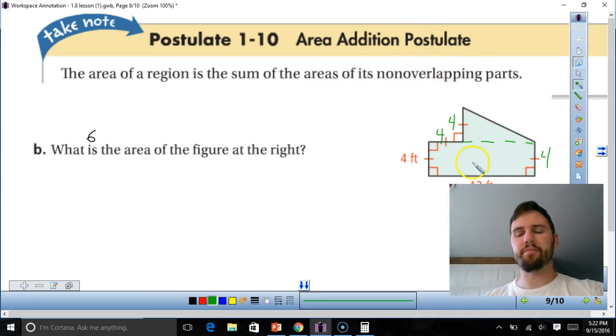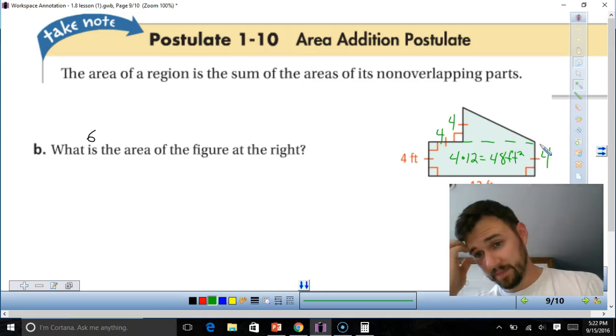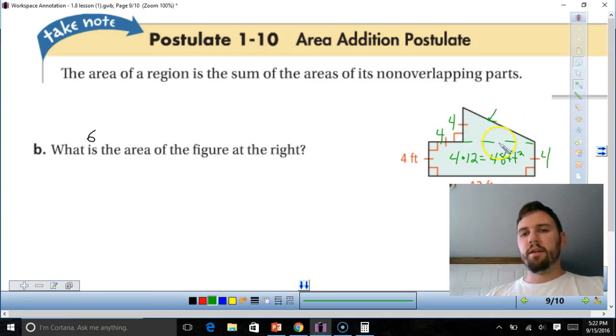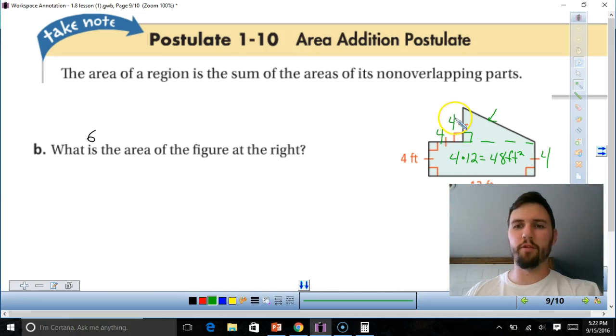Get that out eventually. So let's find the area of the rectangle. Area of a rectangle is base times height, or height times base. It doesn't matter. So that's 48 feet squared. Now I need to find the area of this triangle up here. Thankfully, this is a right angle. Because it's a right angle, my 4 is my height. So I'm going to do 1/2 my base times my height, which is 4.